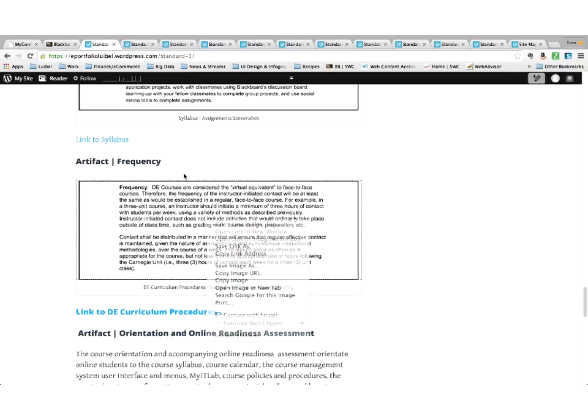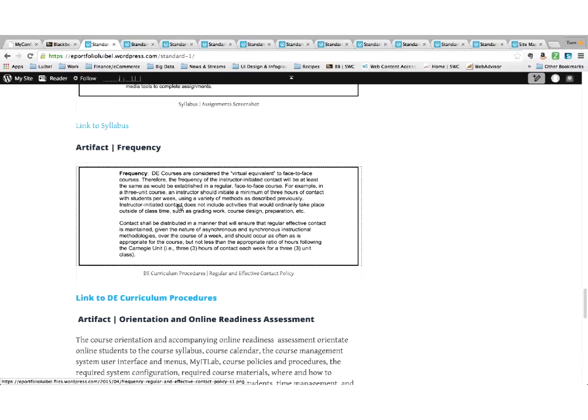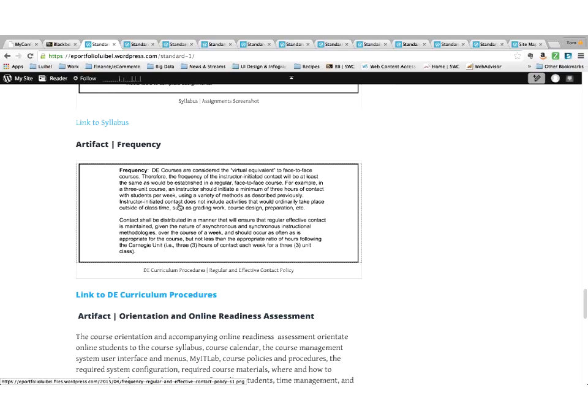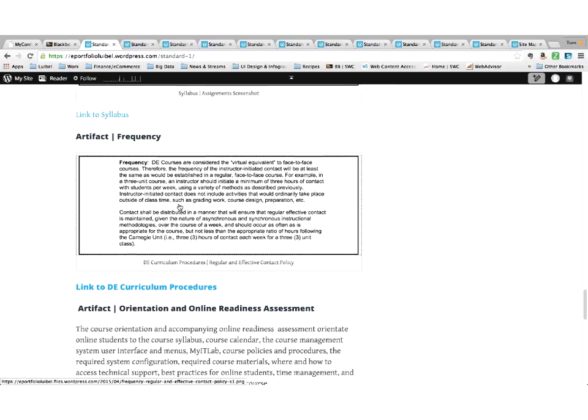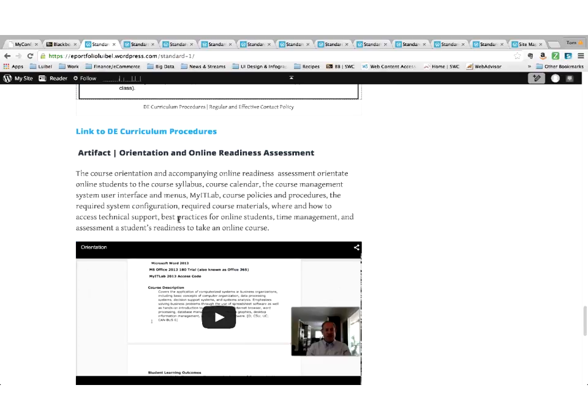We also, this is a frequency. This is more of our instructor's handbook and in our DE plan, that I have to be a consistent presence, frequent presence in the course, and I have to maintain the same minimum hours and initiate contact that I would in a face-to-face course. And office hours are not considered part of that contact time.